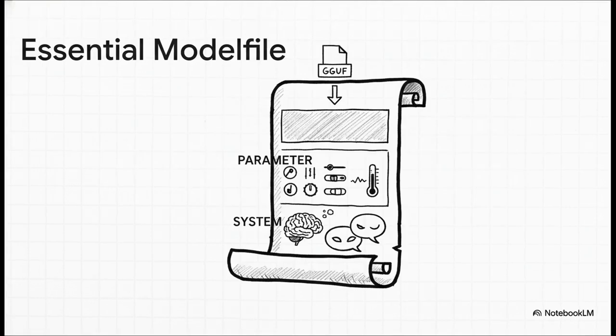Inside that Modelfile, you use a few key commands. FROM just points to your GGUF file. PARAMETER lets you tune things like how creative the model should be. SYSTEM, this is the fun part. This is where you write the core instructions for your AI, its personality, its purpose. And TEMPLATE just makes sure the chat is structured correctly so the AI can understand the conversation.